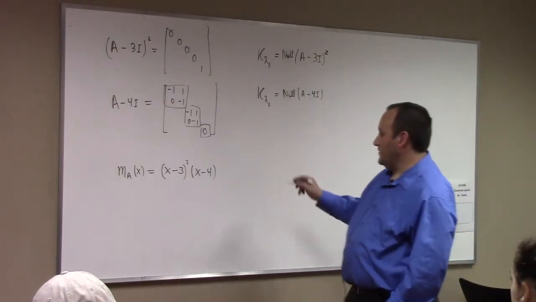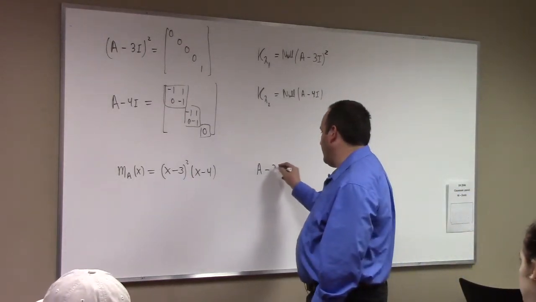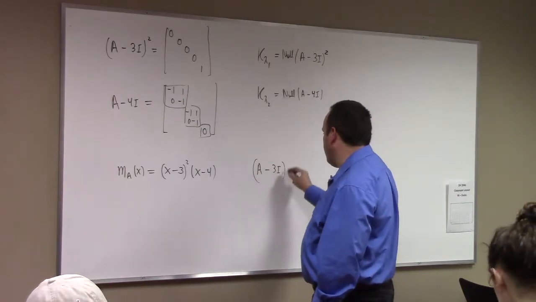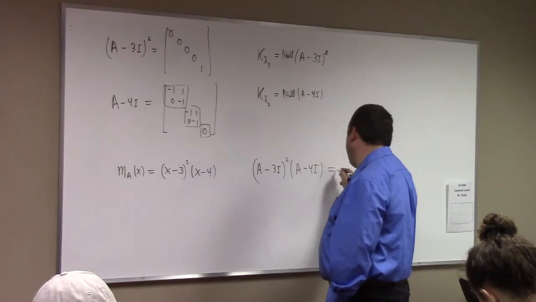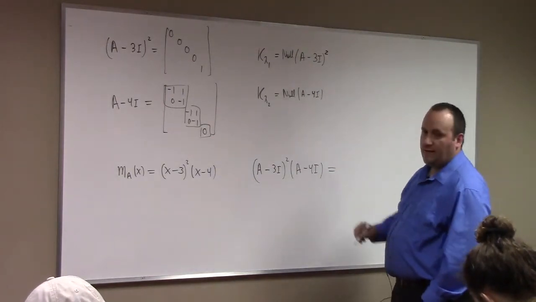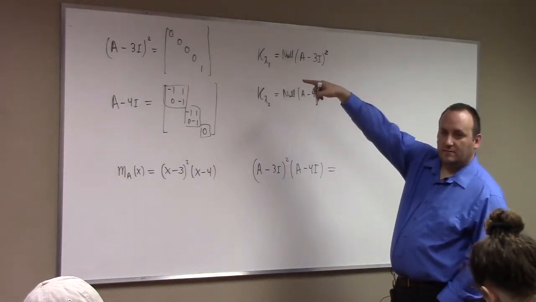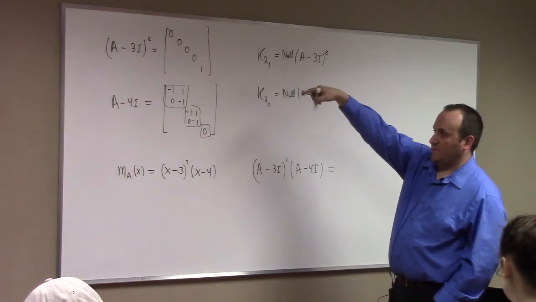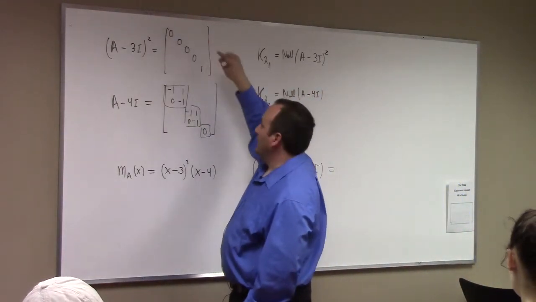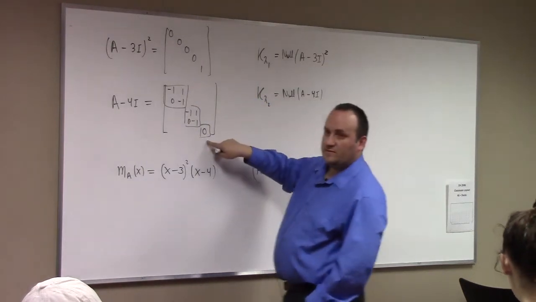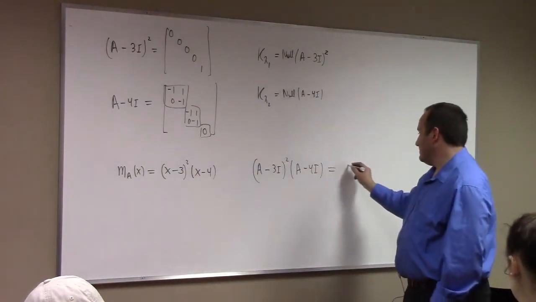Now, you notice that if we have (a minus 3i) squared times (a minus 4i), what do we get? I've got the matrices right up here, right? What happens when you multiply these? Well, these blocks hit those blocks, 0. And then this one hits that 0, 0. So block by block, we got zeros.